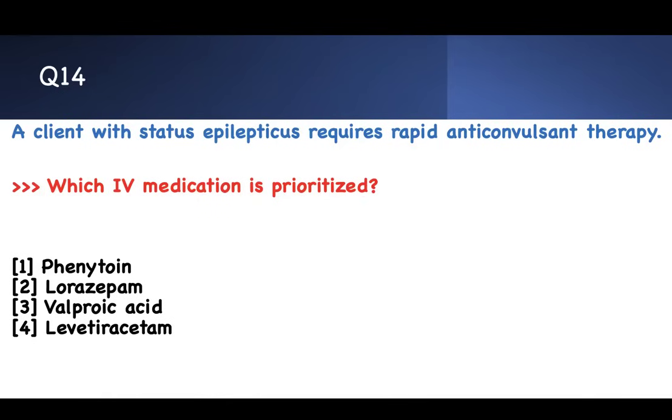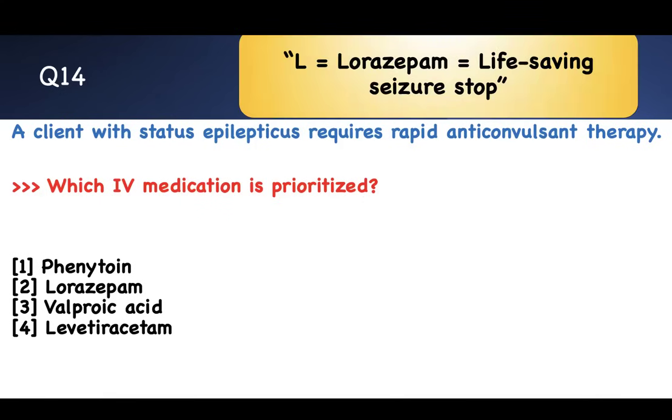The anticonvulsant is a trap. Don't give them phenytoin. Don't give them valproic acid. Don't give them levetiracetam. Don't give them any anticonvulsant because they are long acting. It takes a long time to work. We want a rapid medication. So lorazepam is your first answer choice. And what is the mnemonic? Life-saving seizure stop. Lorazepam, life-saving seizure stop.